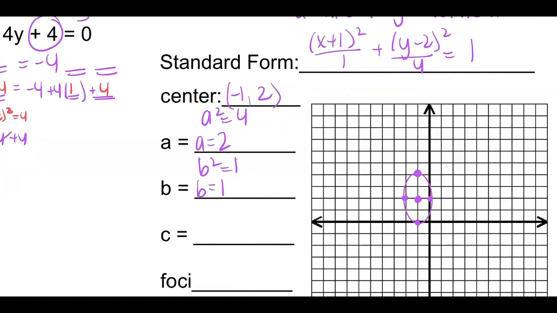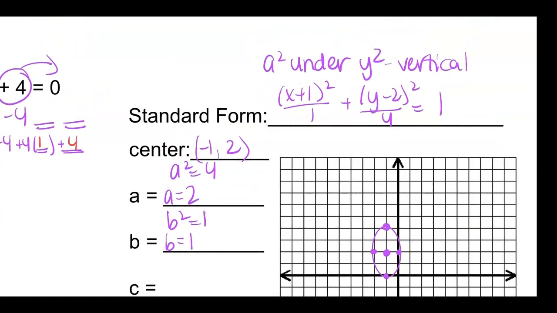Okay, so let's see what we got. I made a note that we do have our a squared under x squared, which means it should be a vertical graph. I listed my center, I listed the a and b value, and I graphed out the center, a, b, and created the ellipse itself, to show you that it would be vertical.